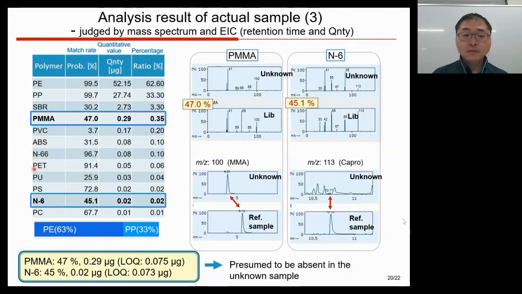For PMMA and nylon 6, the match rate was low when looking at the selected summated mass spectrum, and pyrolysates were also barely observed, so it could be assumed that they are not contained in the unknown sample.